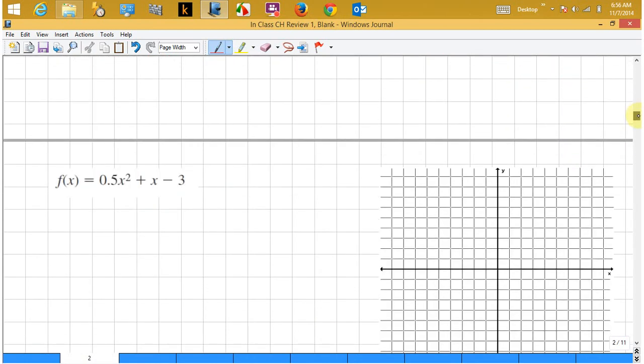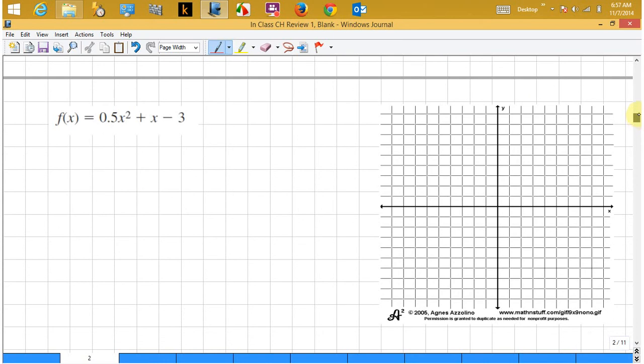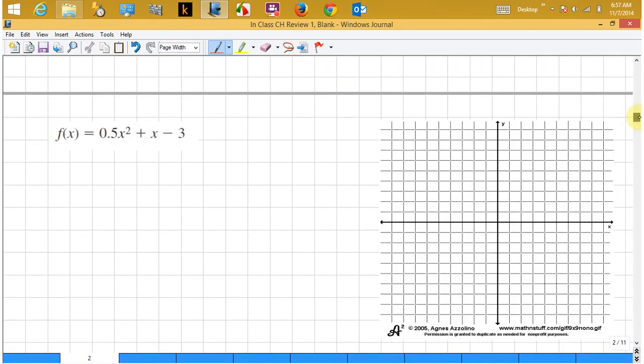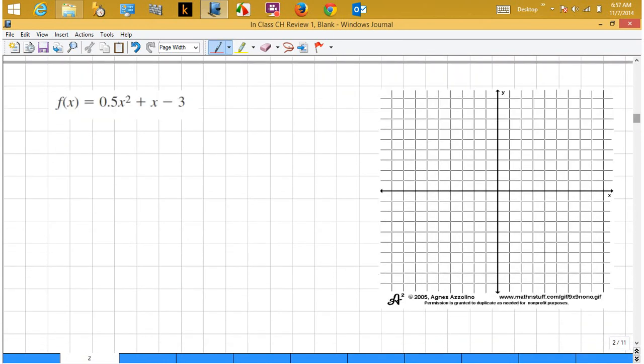Okay, let's see what else we got next. Okay, now it looks like we are plotting in standard form. So when I do standard form, what we're going to do is we need to find a, b, and c. Remember, the standard form of the equation is y is equal to ax squared plus bx plus c.